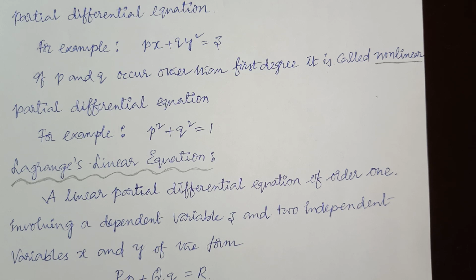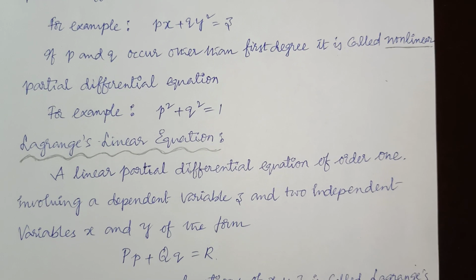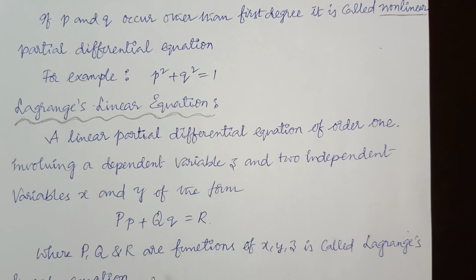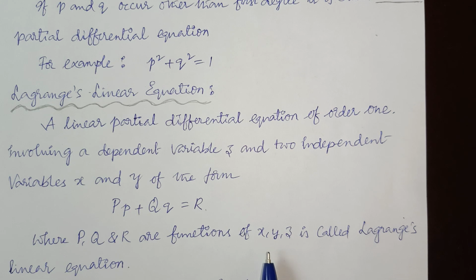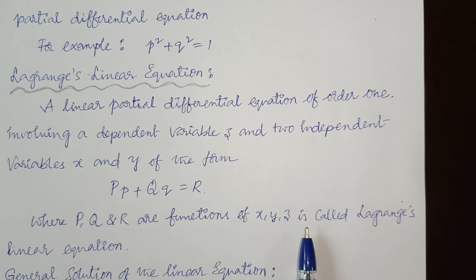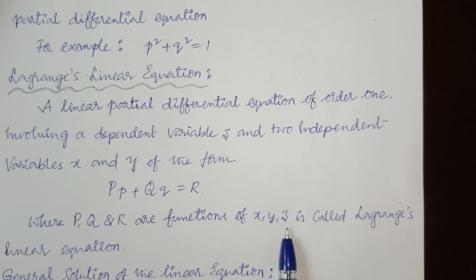As you know, small p and small q are nothing but dou z by dou x and dou z by dou y. And capital P, capital Q and capital R are functions of x, y, z. This is called Lagrange's linear equation.